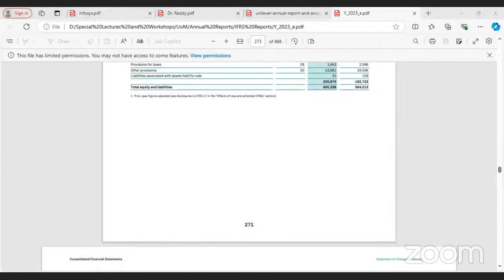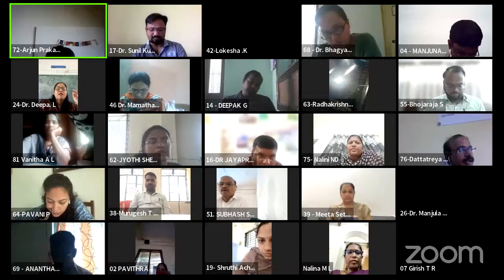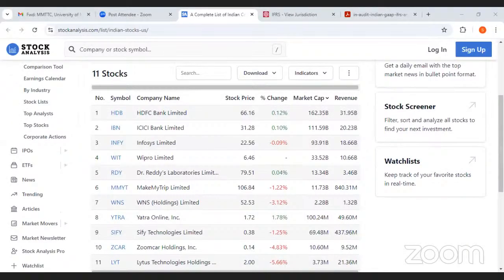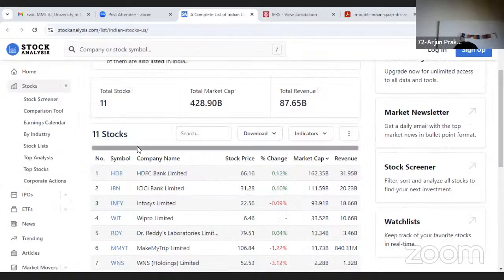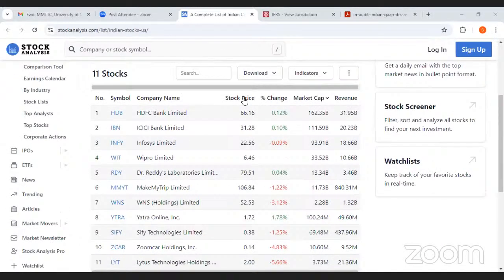Along with this, I just wanted to show this statistics also to all of you. Indian companies on the US stock market. I hope it is visible. All these 11 companies who got listed in the US. No, sir, not visible. Is it fine now? Visible? Yes, sir. So these are 11 stocks which got listed in the US stock market.